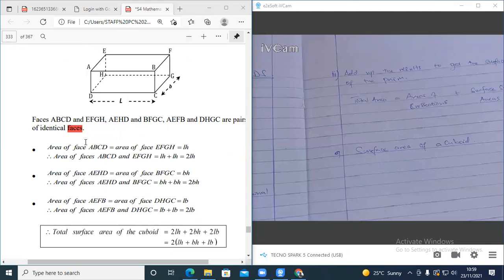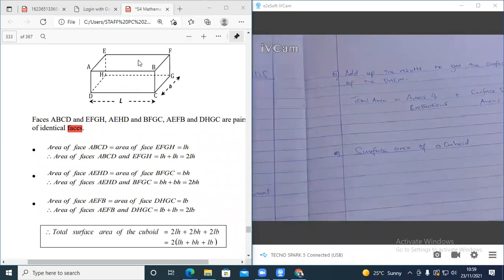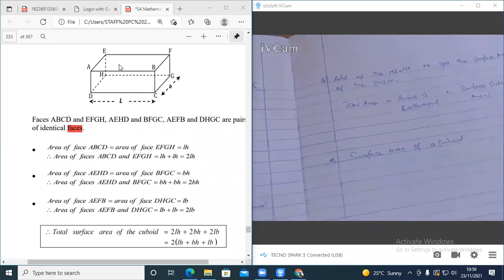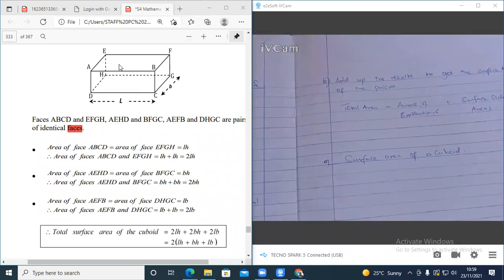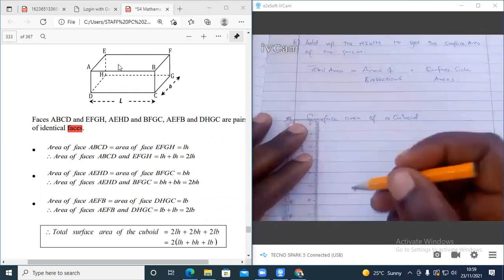So if you want to find the area of face A, B, C, D, then you have to multiply length times the distance here, which is the height. Okay, so the height is not included in our diagram. So let us include the height there. Please draw the height and include it there. So this is the cuboid.